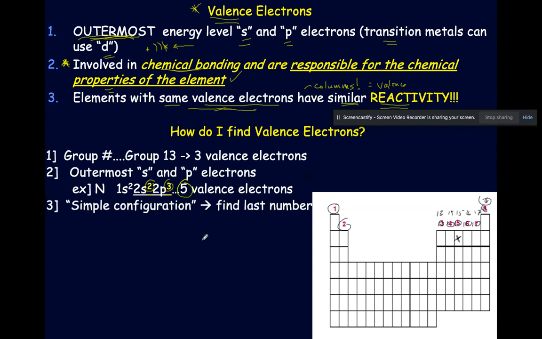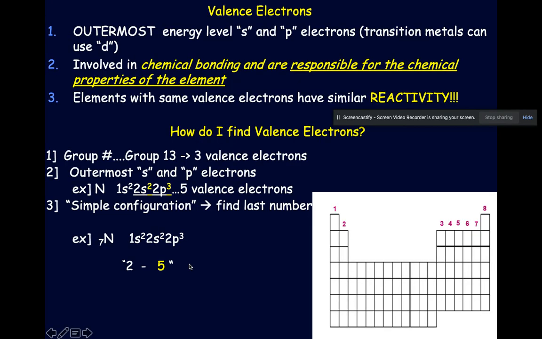So that's really important. And again, the other code for nitrogen would be 2, 5, where that outside number is also the valence electrons. Again, it would be 2 and then 5. That's the key. The simple configuration is also that last number. So really important that you got that point. Again, 2, 5 is your valence electron number.